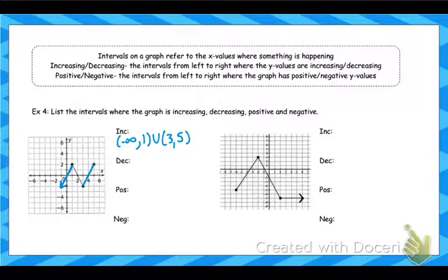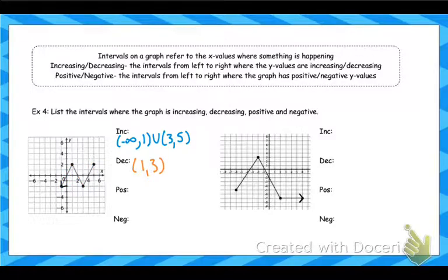All right, so now let's look at decreasing. The interval in this graph that's decreasing, I'm going to highlight that in orange, because as I look left to right, as my x's get bigger, my y's are getting smaller. So that's the interval where it's decreasing. I'm going to list those x values. That's going to be from 1 to 3.